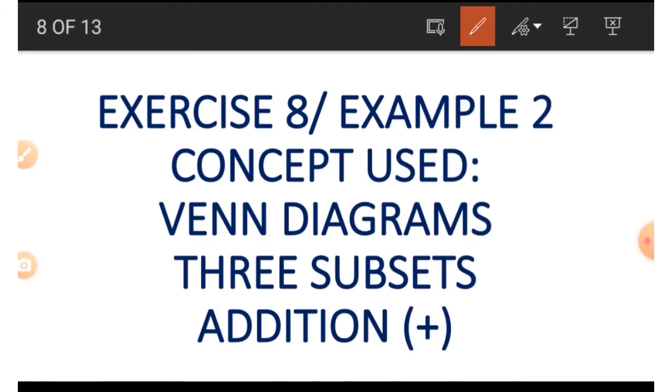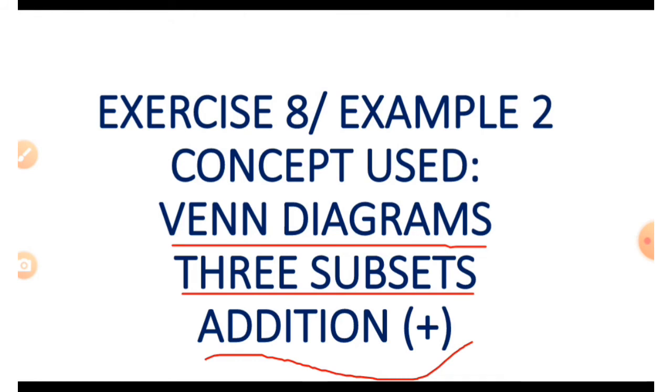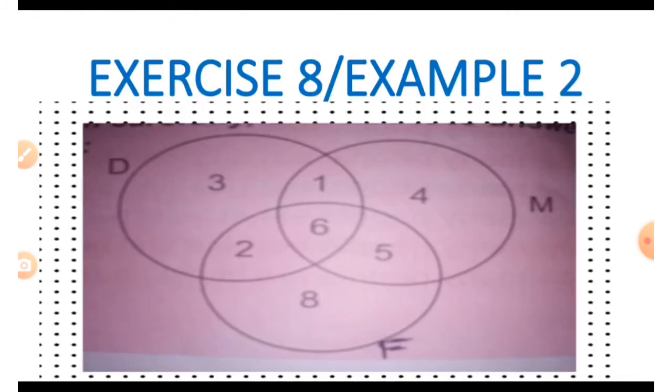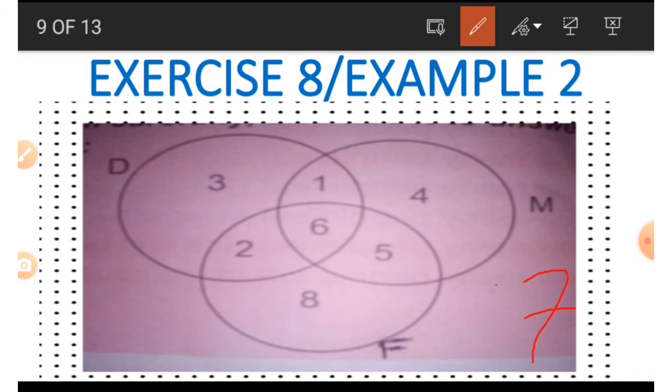Now let's look at example 2 in exercise 8. In this case, we are still talking about Venn diagram, but 3 subsets. So that means 3 circles, as we can see in this picture. This is a class where we have pupils who offer drama, some offer music, and others French. So we represent them by letters D, F, and M.